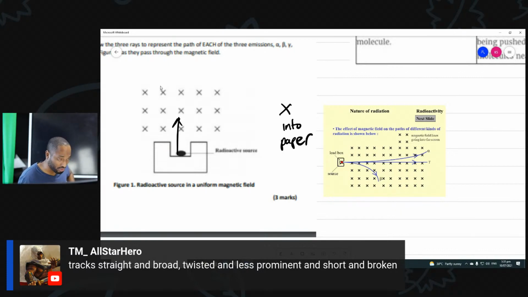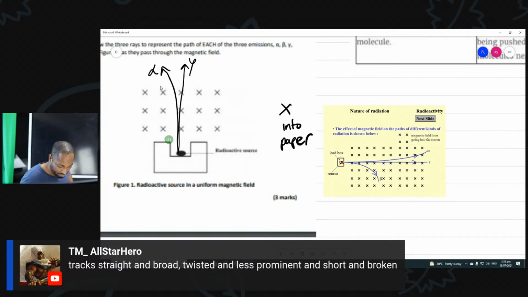The current going this way, so that's where the middle finger is pointing, the field pointing into the paper, and your thumb will indicate the direction of the movement. So this one is going to move so. Notice it doesn't get deflected as easily as the beta. Alpha versus beta, right? Gamma, unaffected.